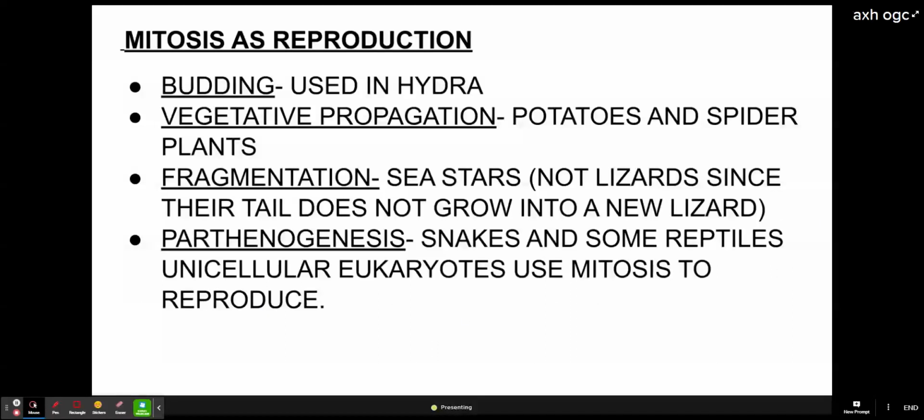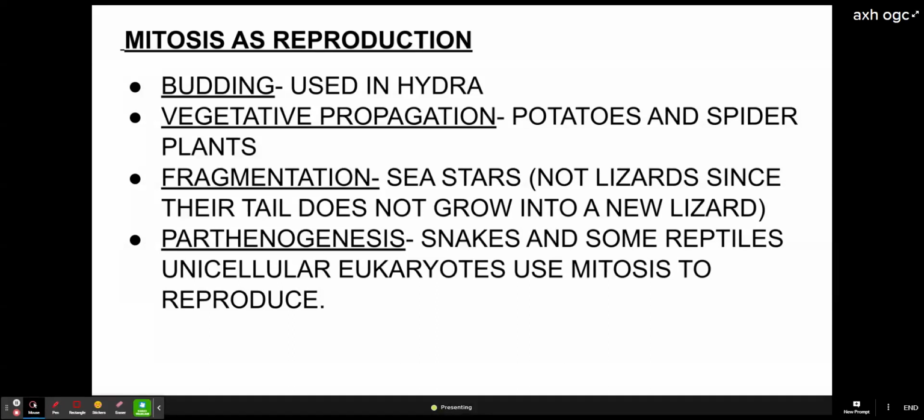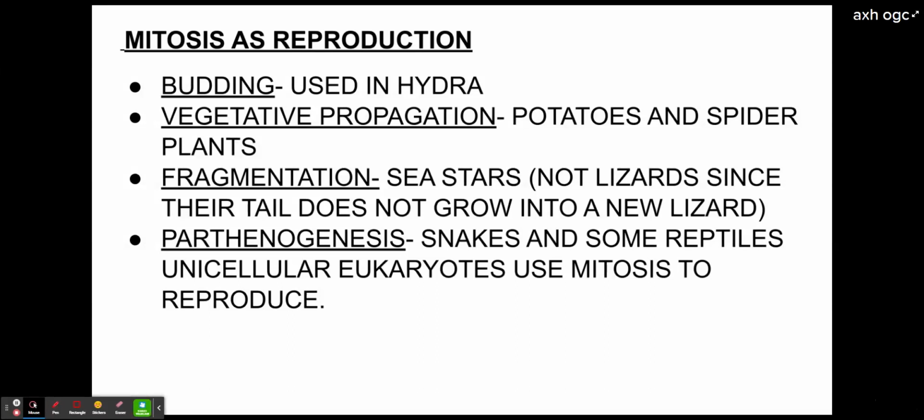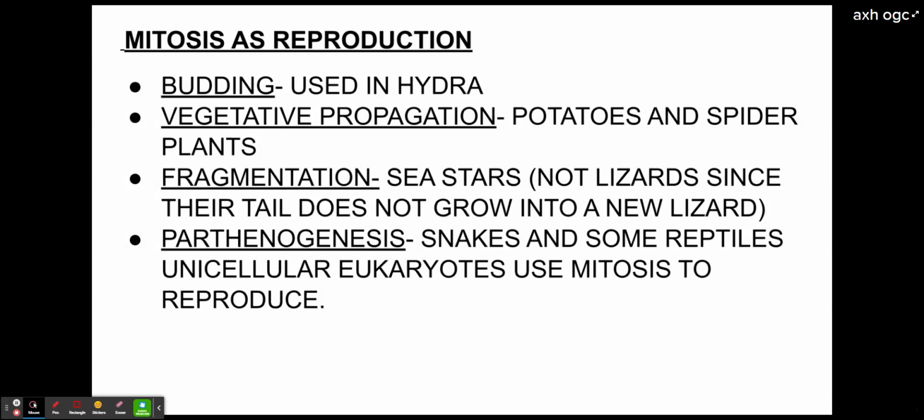So here are the examples where you have mitosis being used for reproduction. Budding, the most famous use is hydra. They're an aquatic species, and they'll grow another hydra off the side. Vegetative propagation, examples are potatoes. If you take an eye of a potato and put it in dirt with conditions that are favorable for growth, it will grow into a clone of the plant that produced the potato. Miss Leal has a big spider plant in her room. All those little spiders hanging off, if you put them in soil, would grow into a clone of that plant.